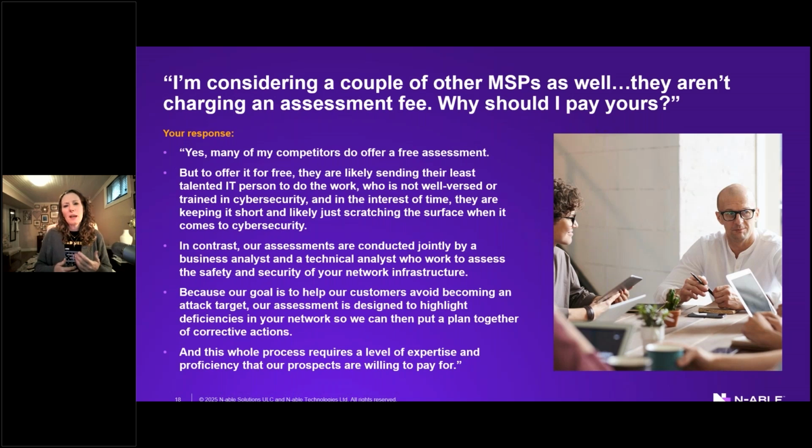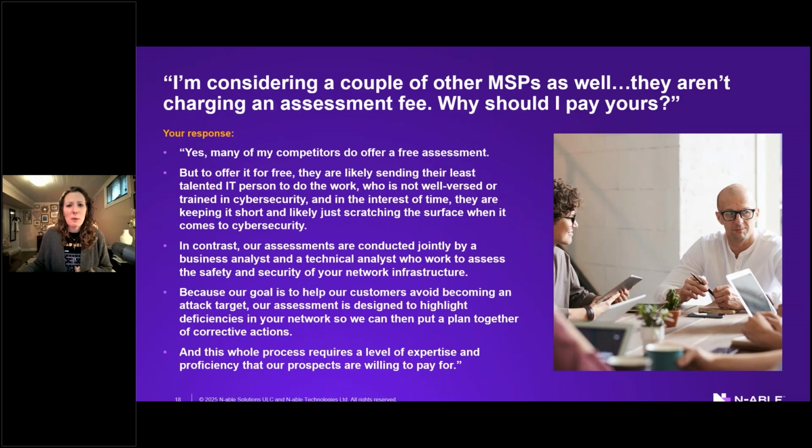So I thought it might be helpful just to quickly prepare some scripted responses. Feel free to take a screenshot of these, because unfortunately I'm not able to email out our presentations. Marketing and legal won't let us. So I always just say anything that you like, just take a screenshot of it. So if the prospect comes back and says, you know what, I'm looking at some other ones, they're not charging me, why should I pay yours?